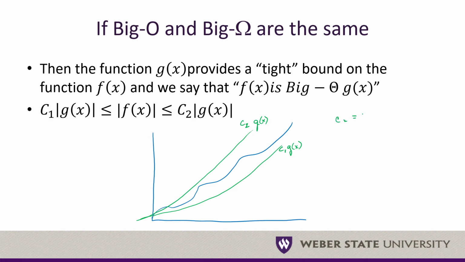C2 could be equal to like 3, C1 could be equal to, let's say, 1.5 or something like that. And we're saying that, yeah, this thing's always twice as big, but we're always going to be between these two. And I might have some oscillation in the function or something else, but it's always going to be between those two. So I have a tight bound at that point. That is when we say that a function.